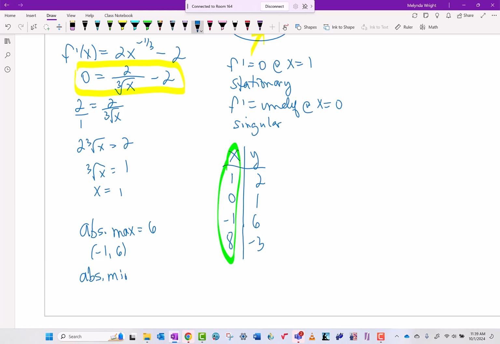What's the very smallest y value? -3. And I'll just write the point down, 8, -3. Okay, there's our very first candidates test. How are we doing?